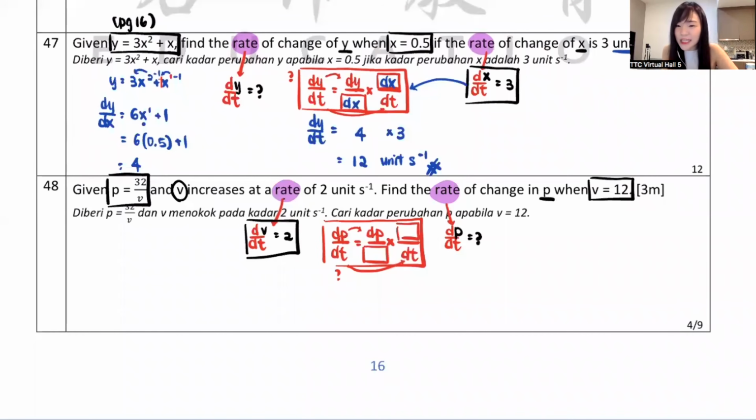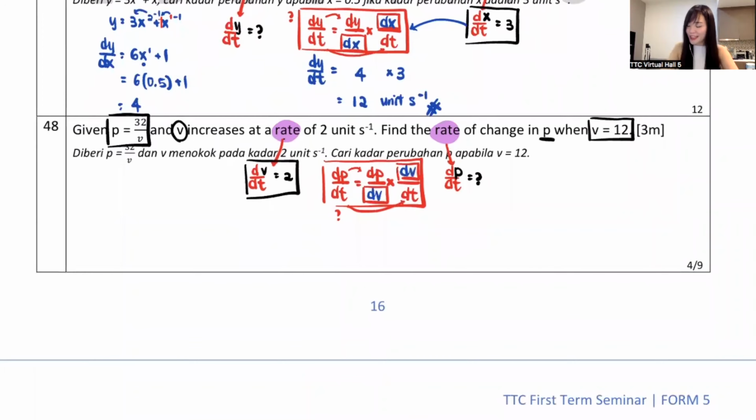Okay, what is inside the empty spot? Thank you. dv. So isn't it like that? Okay, so dp dt equals dv dt, which is 2. Then the middle one is dp dv. How do I get dp dv? dy dx is differentiate y in terms of x. dp dv is differentiate p in terms of v.